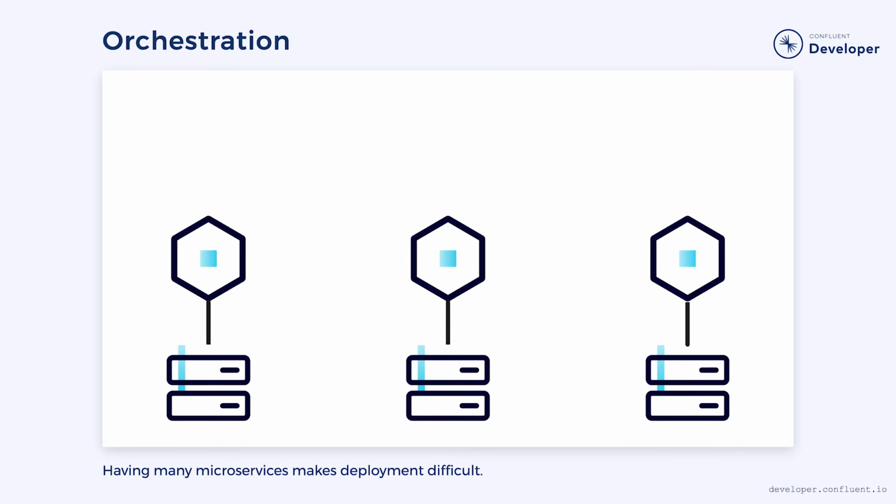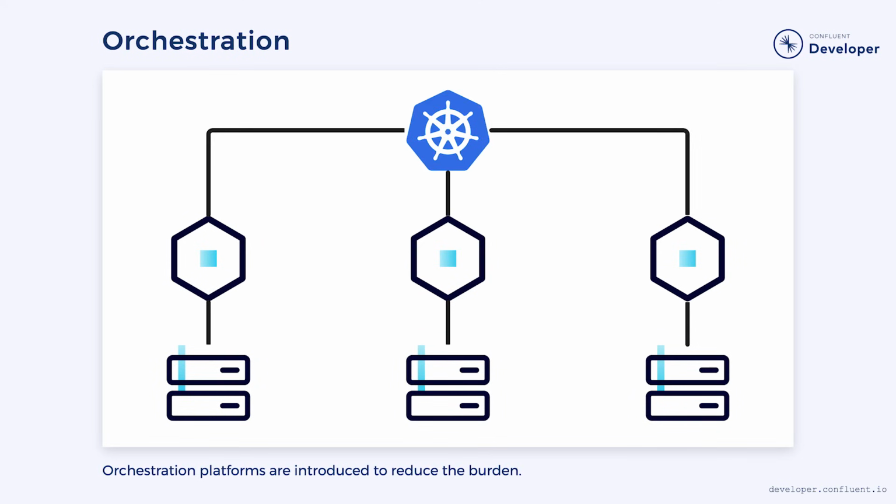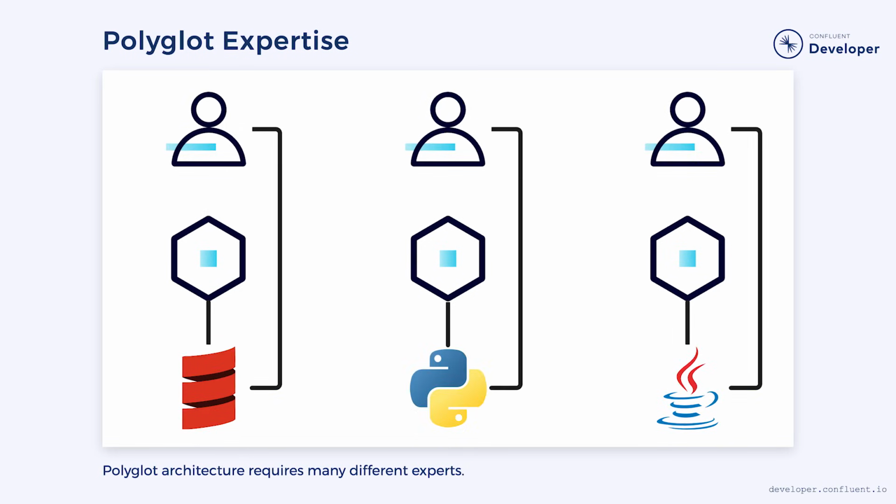But let's not pretend everything is perfect when working with microservices. Deploying everything as a separate unit sounds great until you have to manage all of those deployments. Suddenly, you need an orchestration platform to keep everything straight. And polyglot architecture requires experts in each language or technology stack. This can make hiring challenging.